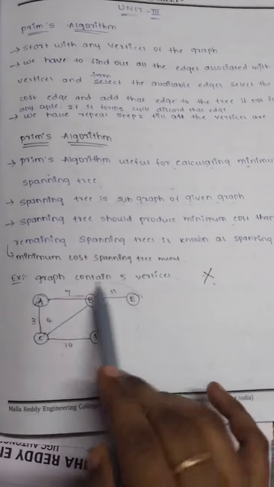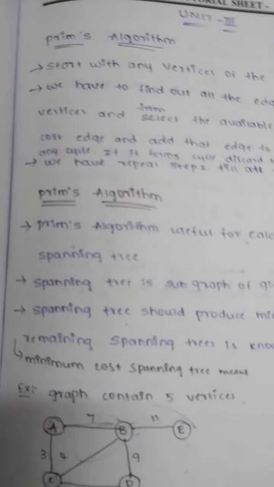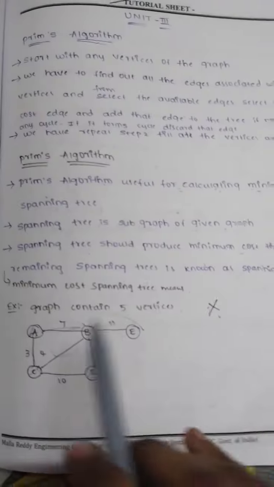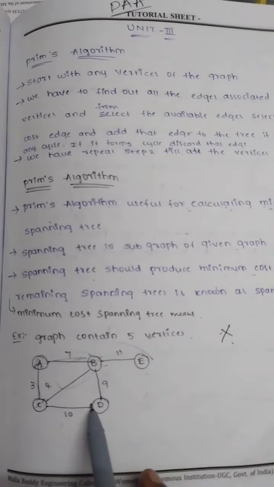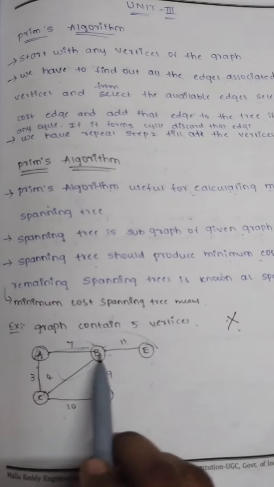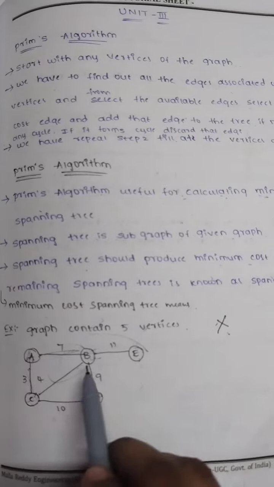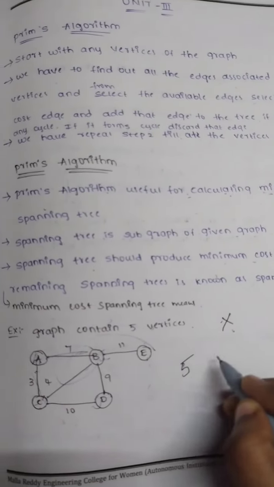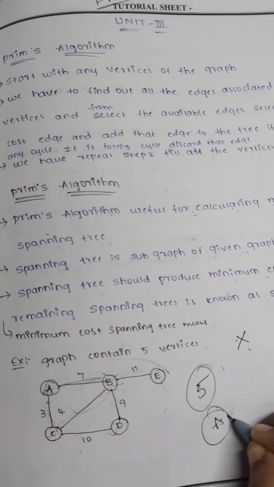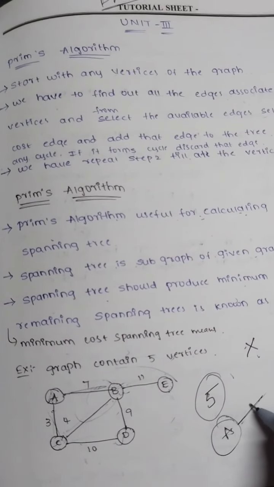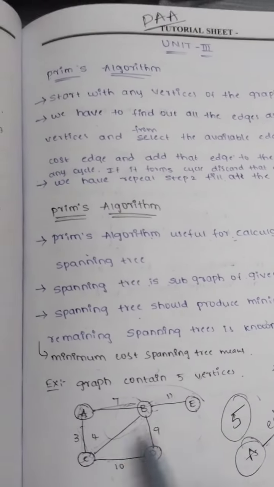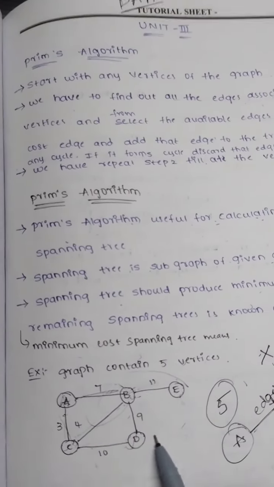Now we are taking one example of Prim's algorithm. Here we are taking A, B, C, D, E. That means we are taking 5 vertices and we have 6 edges. These are vertices, and these associated lines are called edges. Okay? Edges. So we have costs for A, B, C, D, E.